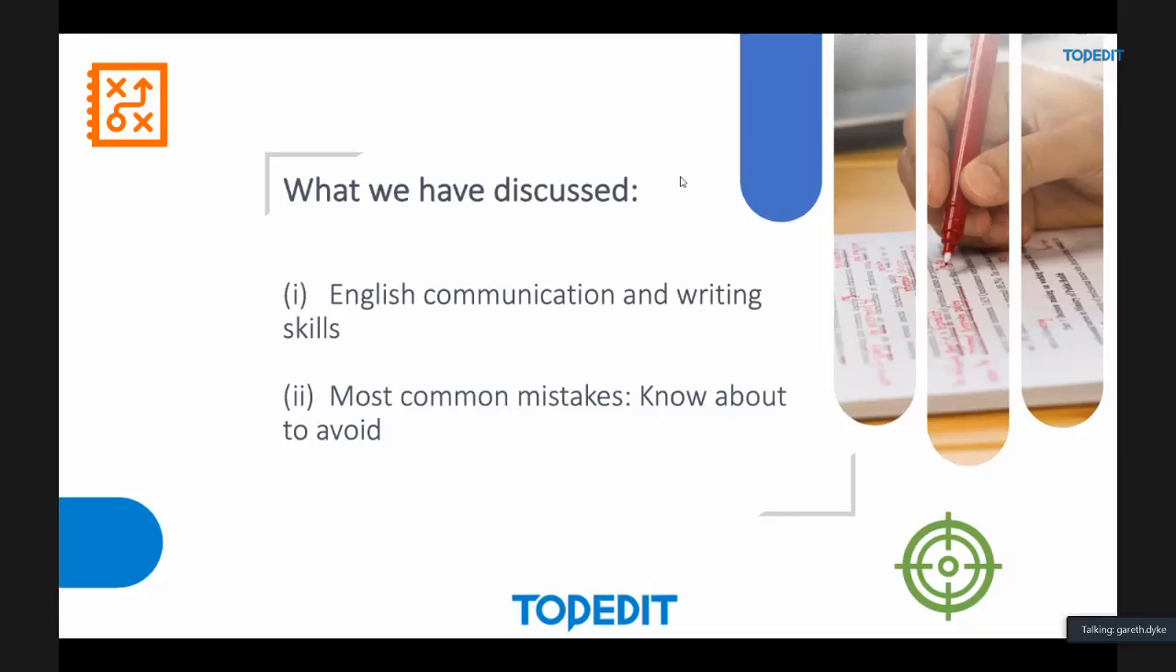And we know about this because we edit at TopEdit hundreds and hundreds of articles each week. So we're good people to comment on the kinds of mistakes that non-native speakers tend to make.